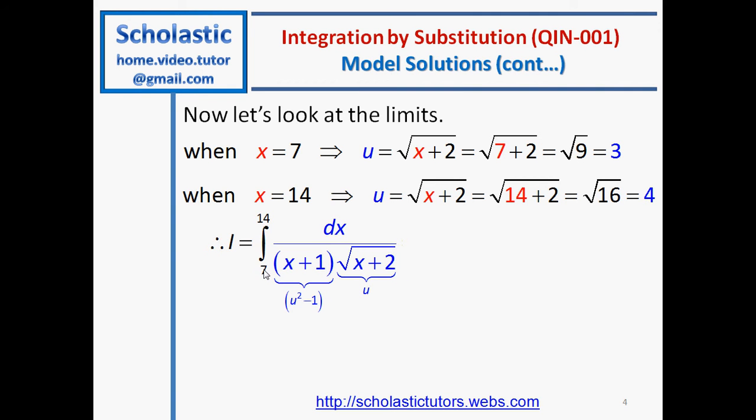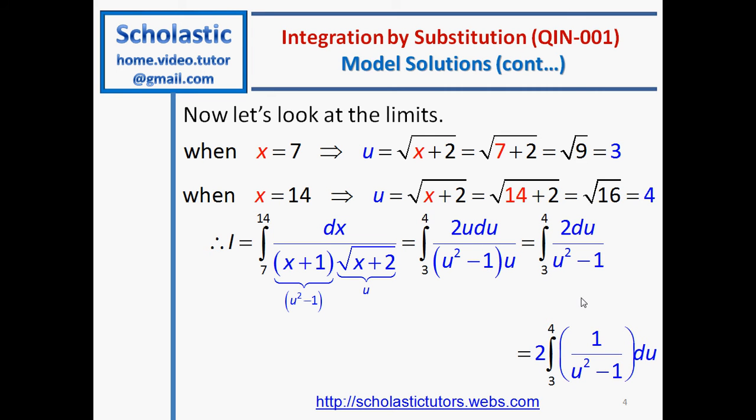So therefore the limits for x, from 7 to 14, become 3 to 4 for u. And the other substitutions: x plus 1 equals u squared minus 1, root of x plus 2 equals u, dx equals 2u du. So we get these substitutions, and then we get this after simplification.